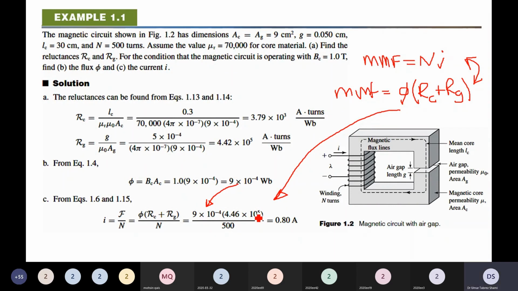That is 4.46. We can add these two reluctances together and we get 4.46 to the power 5. This is the total reluctance, divided by 500. Why 500? Because 500 is the number of turns. So the current will become 0.8 amperes.